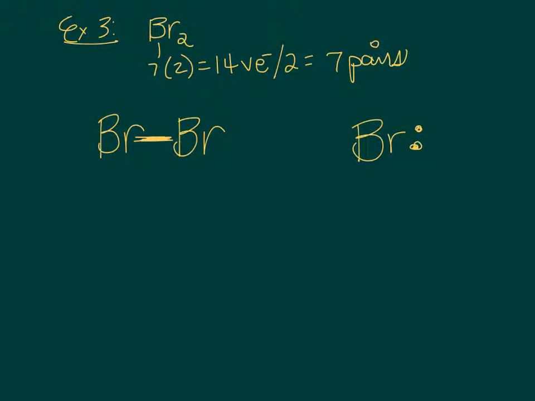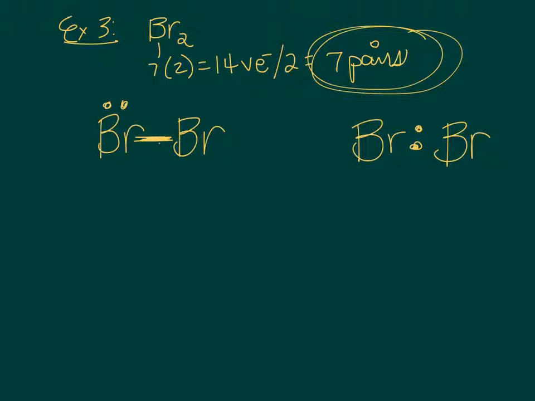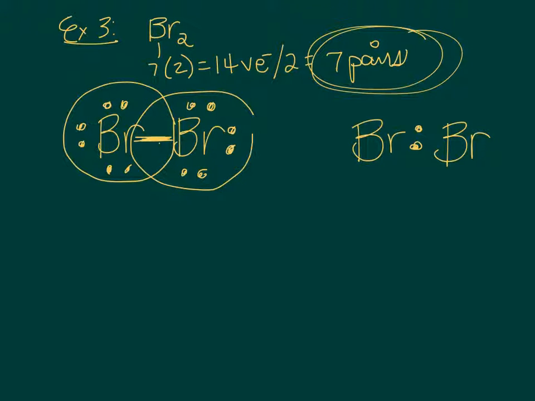I'm going to do it both ways. And then step 4 says put your extras on the outside. Well, I had 7 pairs. I've used 1, so I have 6 left. 1, 2, 3. He's full. 4, 5, 6. He's full. So then step 5 says put any extras on the center.